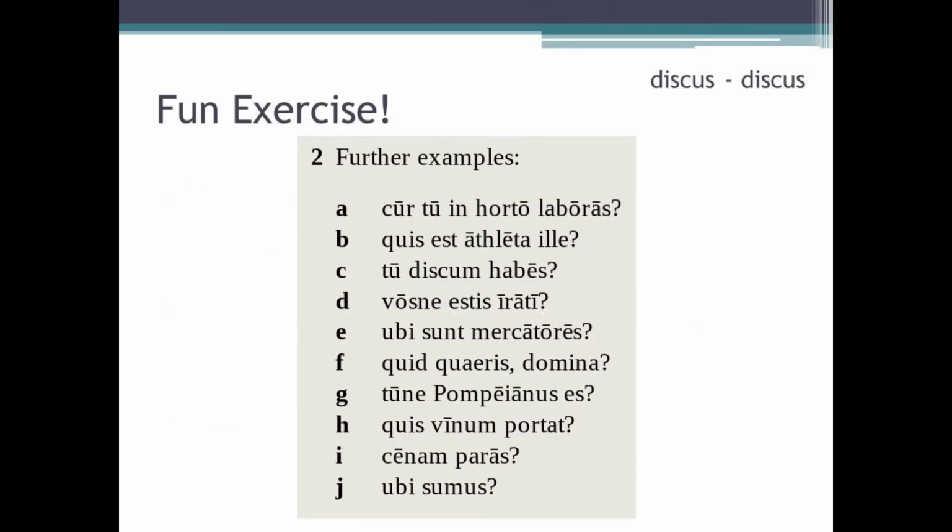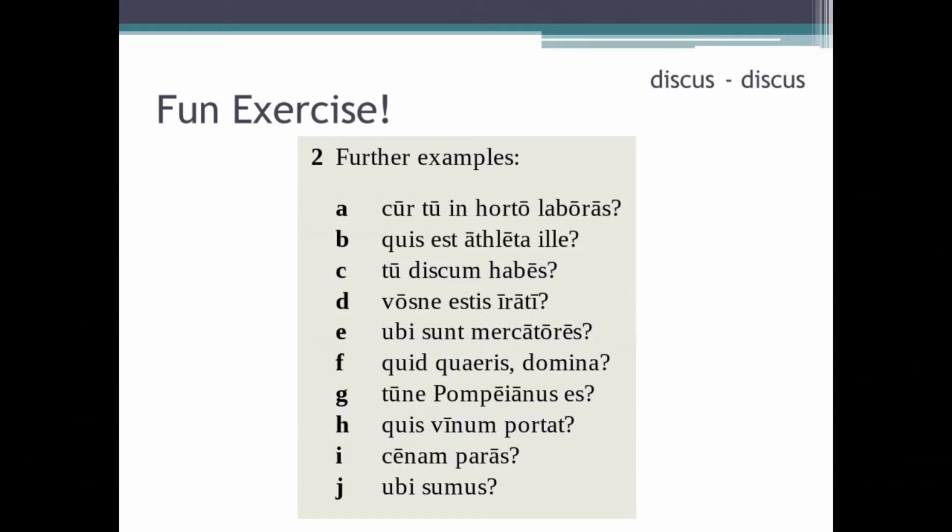So I know I've just got you to do some examples, but I'd now like you to have a go at even more. Sorry about the workload, but these will help you to improve at Latin, I promise. So pause the video and have a go at this list of examples of questions. Sorry about the amount of work. Okay, let's go through the answers.